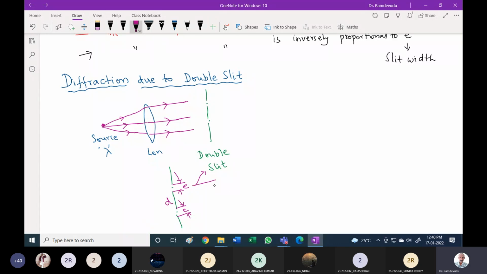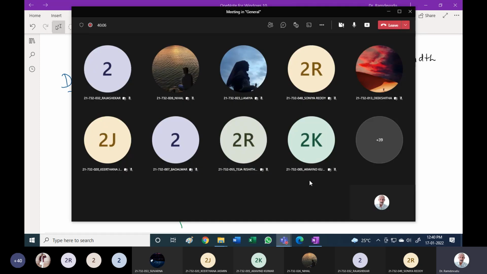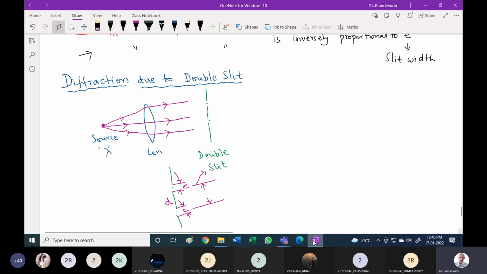So from center to center, what is the value? Can you tell me? From this center point to this center point I am taking, what is the distance? How much will it be? Yeah, roll number 15, can you tell me? D plus E. D plus E, correct. So here you remember this is D plus E plus D, but in the case of a single slit it is only E.